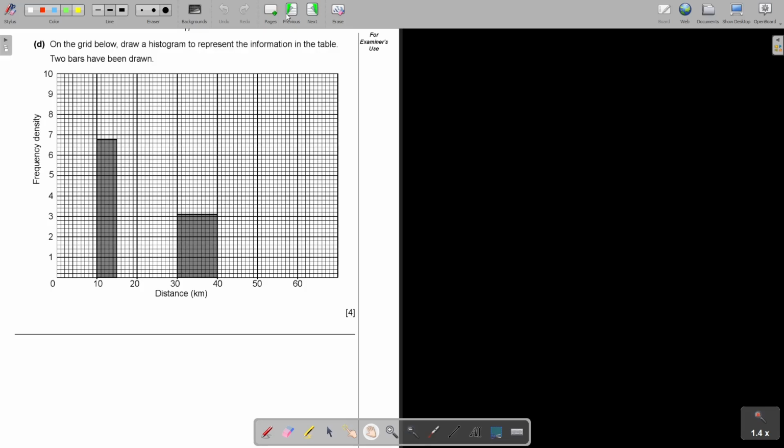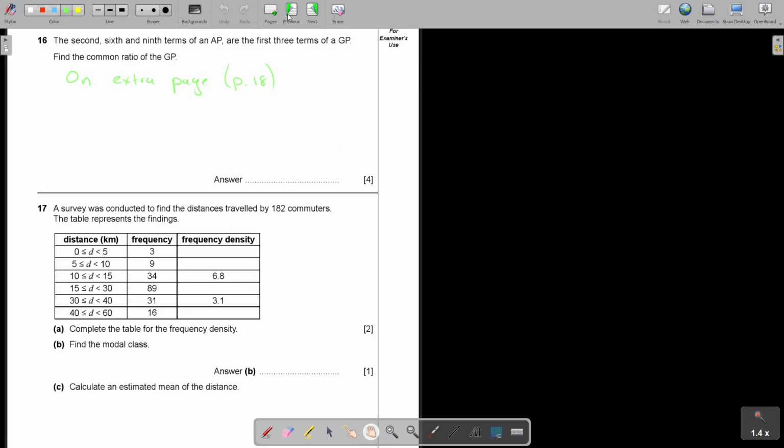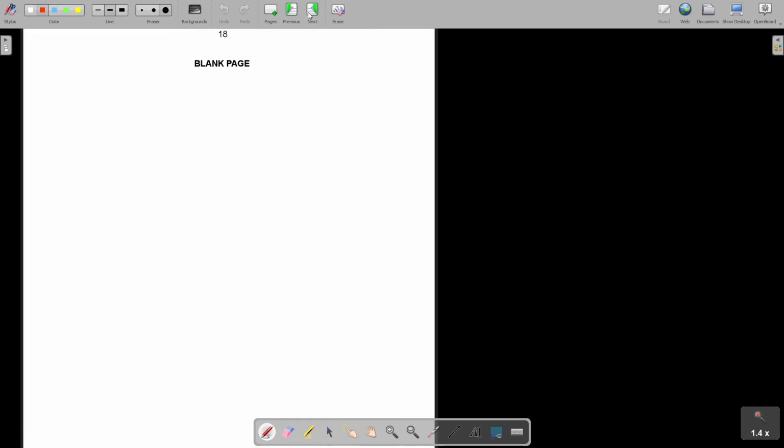But can I just go back and just read for you so that you have all the info? So the second, the sixth, and the 9th term of an AP are the first 3 terms, so T1, T2, T3 of a GP. Find the common ratio of the GP. Now, as I said, I'm going to write everything for you here. So this is the AP, this is the second, this is the 6, and this is the 9.